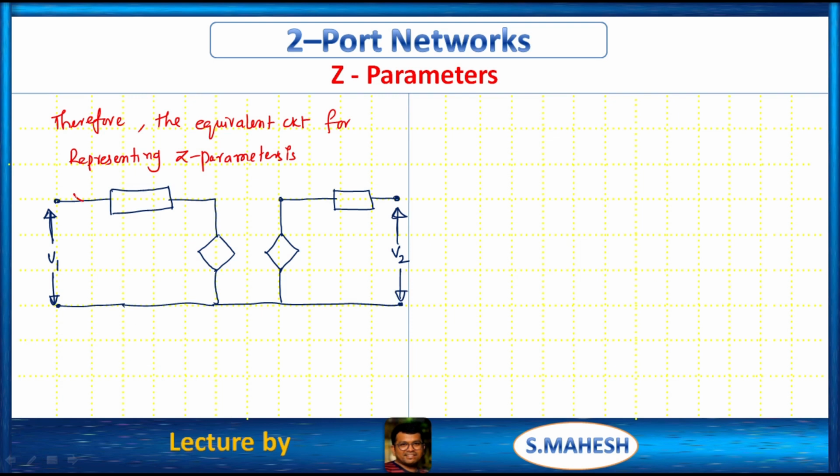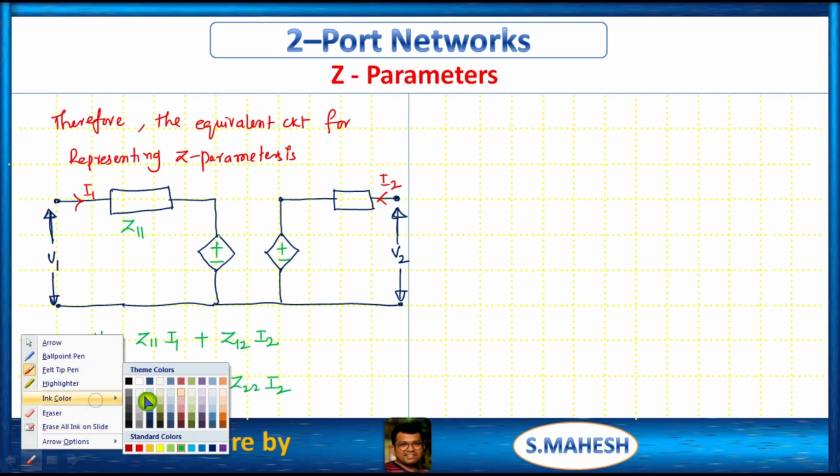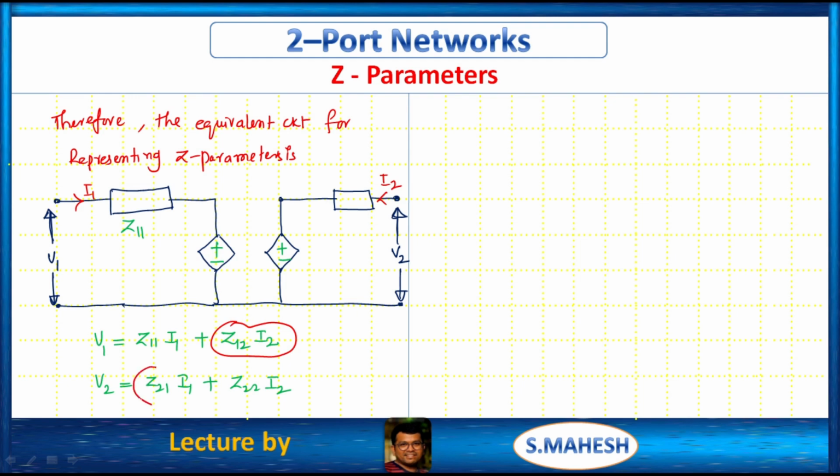Then due to this we have current I1, this is I2. Now we can write, this is Z11. This is plus minus. What is the equation? V1 is equal to Z11 I1 plus Z12 I2. This Z12 I2 is nothing but a current controlled voltage source. Z21 I1 plus Z22 I2. Listen carefully. This is a current controlled voltage source, represented as CCVS. So this is Z12 I2. This is Z21 I1.